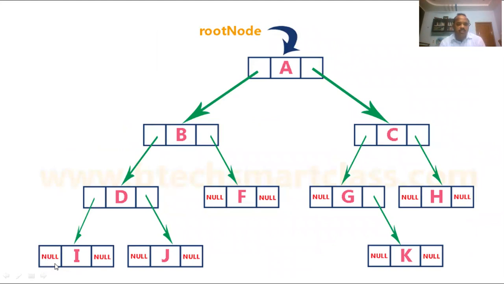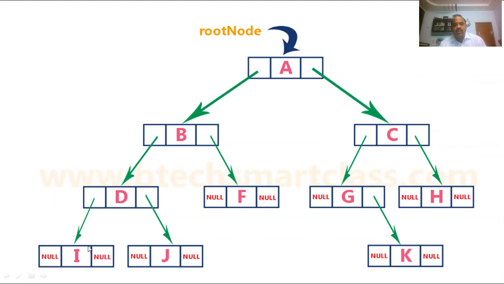Then there is no link. Then there is no left subtree. Then there is no right subtree. Then node's left subtree equals null and node's right subtree equals null. Clear? Then this is the example for a binary tree using a linked list.